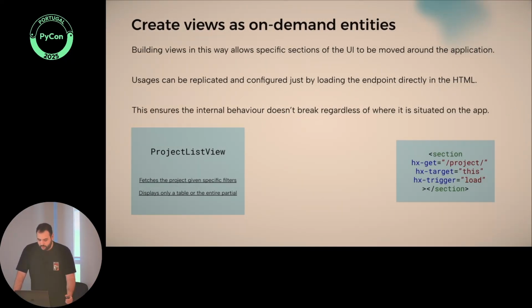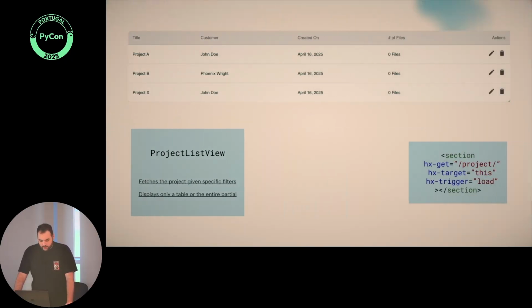So as stated, you can move the partials around. We have here an example of a project list view. Instead of rendering an entire page, you just render the list itself as a template. You insert that HTML bit into your template, and it will load just that section. So you have part of your UI isolated to that endpoint. This is how it will look: a view that only displays parts of the UI.